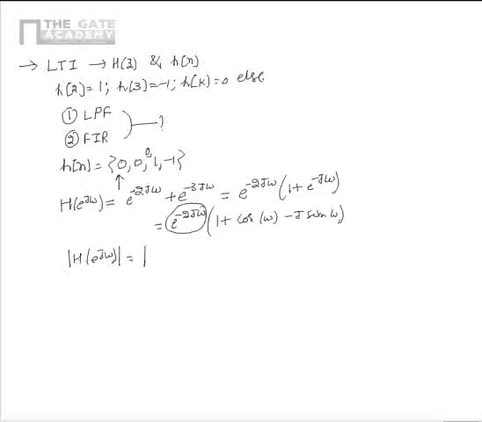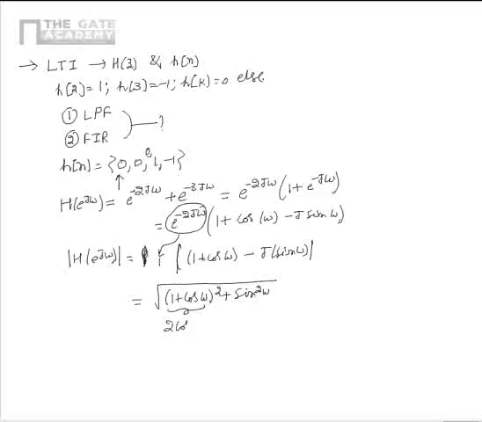Upon finding abs of H of e power j omega, we see that the magnitude of e power minus 2j omega is 1, which is multiplied by abs of 1 plus cos omega minus j sin omega. This is equal to square root of 1 plus cos omega whole square plus sin square omega. We know that 1 plus cos omega can be written as 2 cos square omega by 2 and sin omega can be written as 2 sin omega by 2 cos omega by 2.